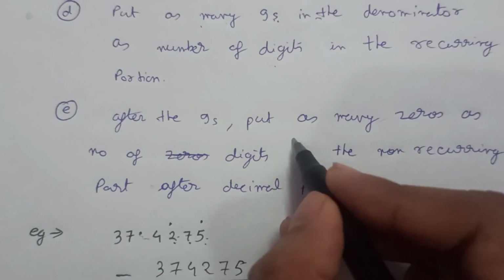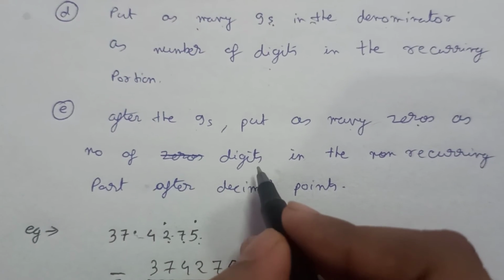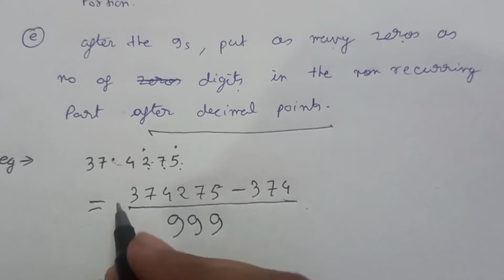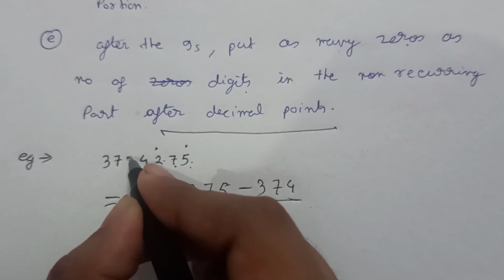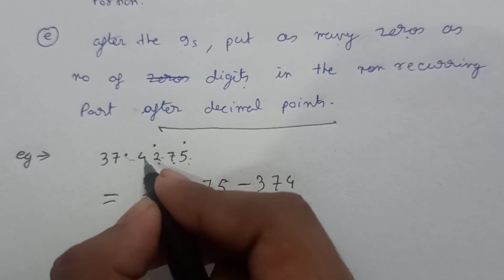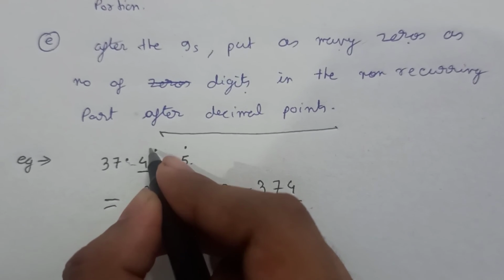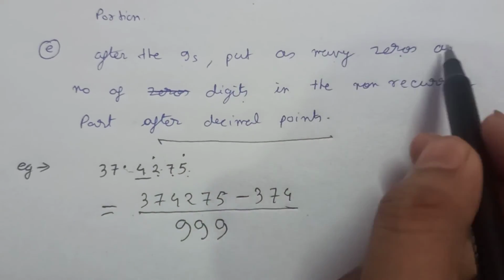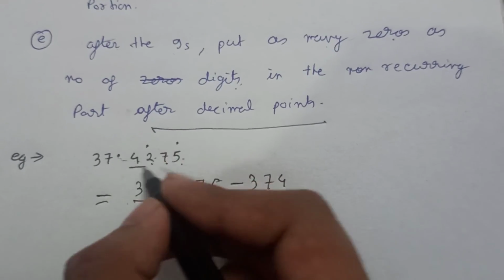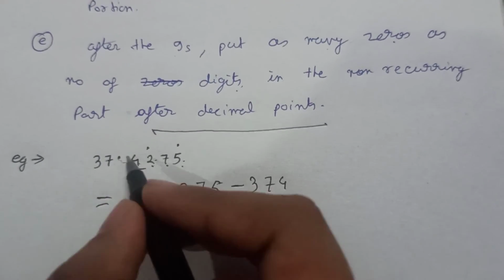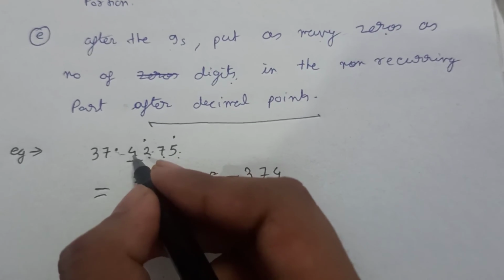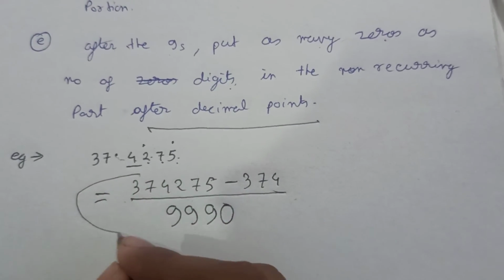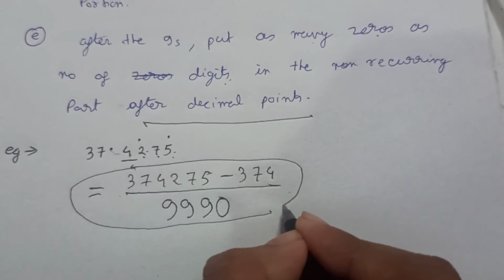And what does the last point say? After the 9s, put as many zeros as the number of digits in the non-recurring part after the decimal point. Remember, the non-recurring part after the decimal point. After the decimal point there is only one digit which is non-recurring, that is 4. So what is the number of digits in the non-recurring part after the decimal point? That is 1. Only one digit is there. So we will put one 0. If we solve this, this will be the fraction we required.